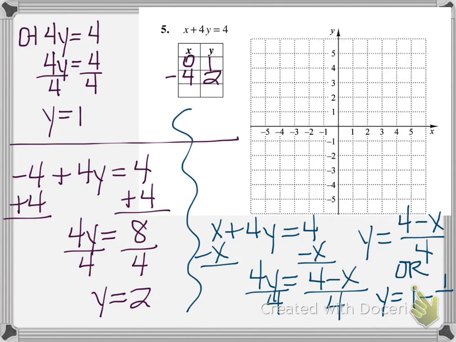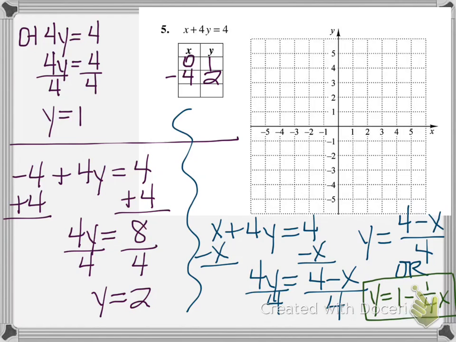And I'm running out of room. Let me back up a little bit. Create some more space for myself. y equals 4 over 4, which is 1, minus x over 4, which would be 1/4 x. And so now you can see that you've got a 1/4, and you need to pick numbers that are divisible by 4. So that's another way to do it.